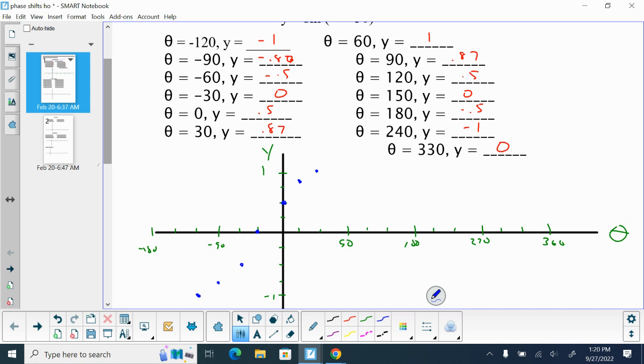At 90, 0.87. At 120, 0.5. At 150, 0. At 180, negative 0.5. At 240, we're at negative 1. And at 330, we're back at 0. So if we take a look at our graph, we connect the dots.